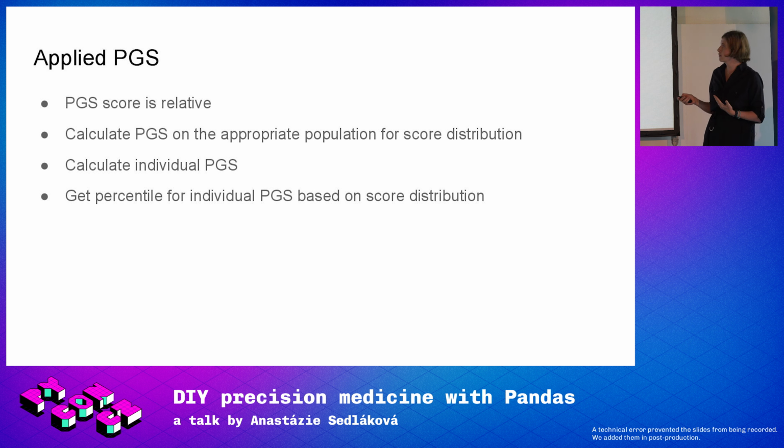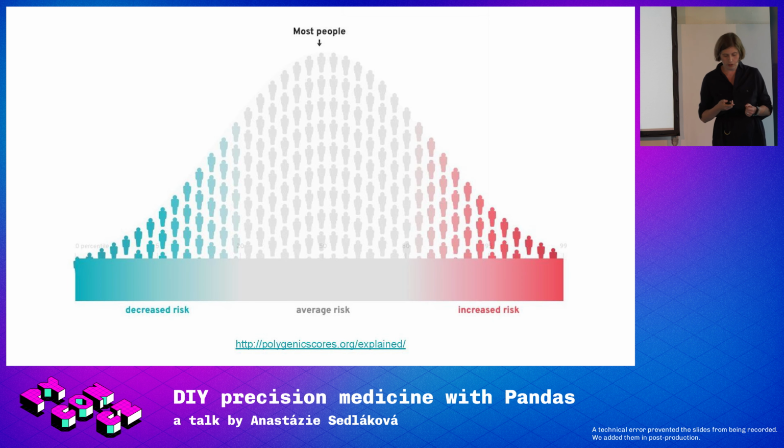So what you do is you calculate the polygenic risk score on an appropriate population for the score distribution. Then you calculate it for that individual, and you look where it sits in the distribution. Based on that, you can look at the percentile and define risk for that particular person. So usually it would look like this. Most of the people have some average risk.